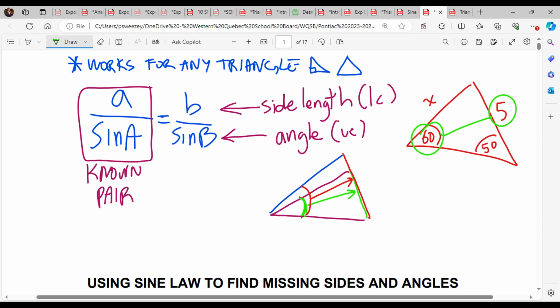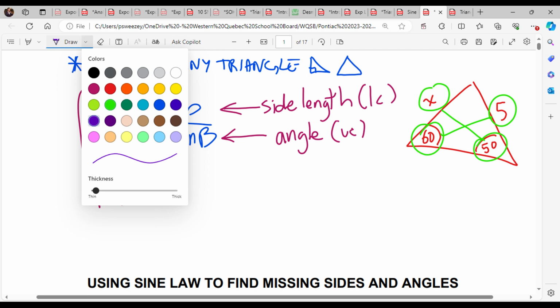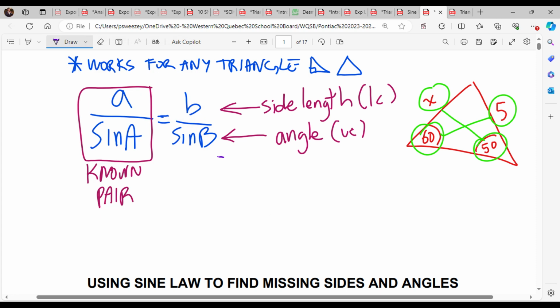And I can use this formula. So what would that look like? Let's do the example right down here. Let's try it out. So if 60 goes with 5, then x is going to go with 50. Why? Because they are opposite of each other. So if that's the formula that I'm using, I know what my known pair should be. So it's going to be 5 over sine 60 is equal to x over sine 50.